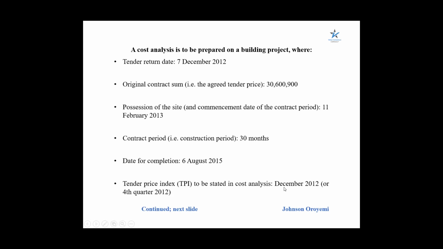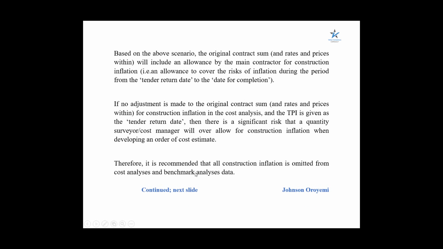So we are definitely, because the tender price index we are going to be using will be that of December 2020. I hope you are getting that, December 2020, that is the fourth quarter of 2020. Like I said, the difference in cost of construction projects is recorded in 3 months intervals. So it's either you use the index as December 2020 or fourth quarter of 2020, which we are still referring to as the same thing. So we have this scenario here.